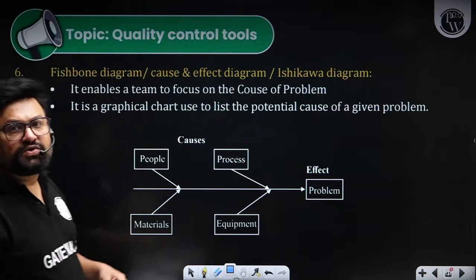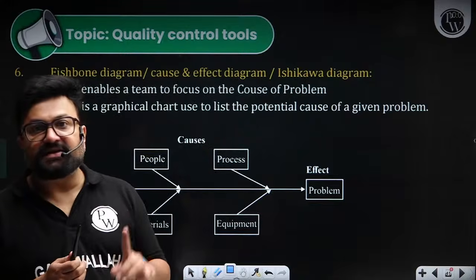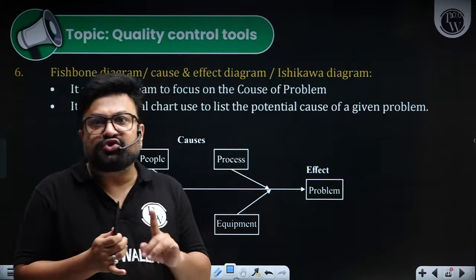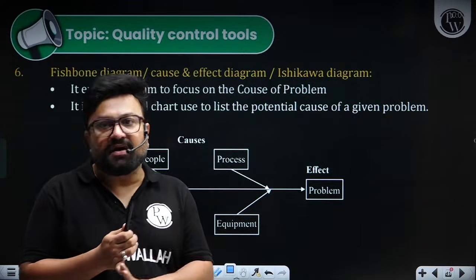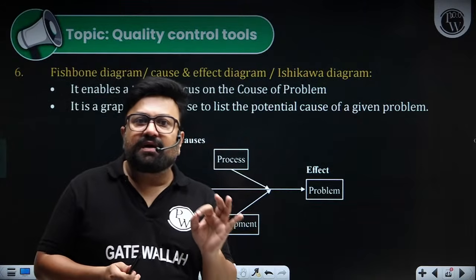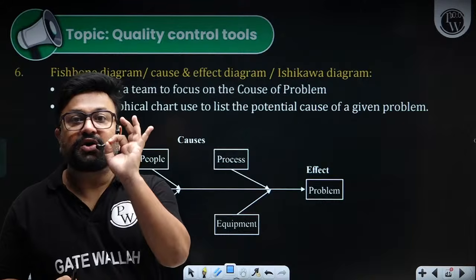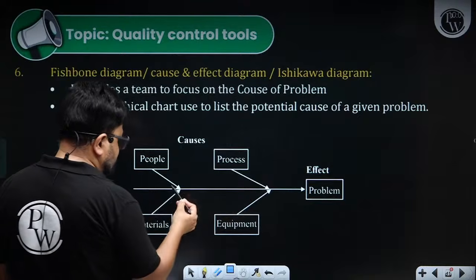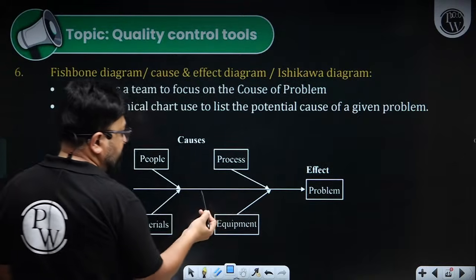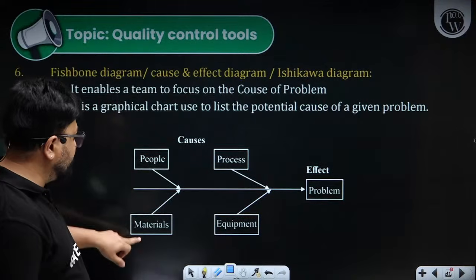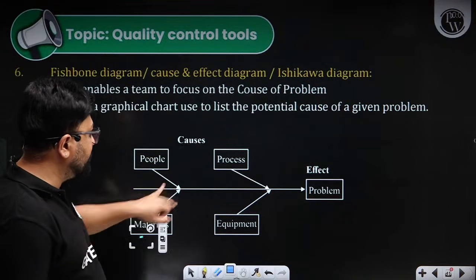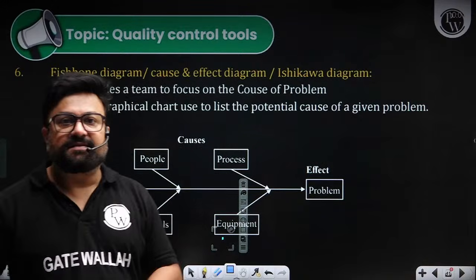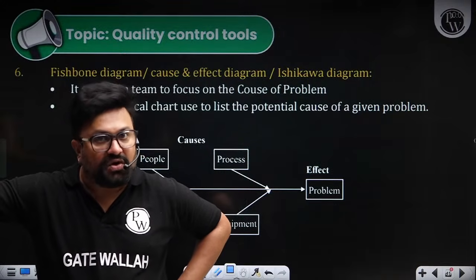The fishbone diagram is also called a cause and effect diagram, and you can say an Ishikawa diagram. It enables a team to focus on the cause of a problem, right? These causes are attached just like a fish. This is the head of the fish, this is the backside of the fish. Caused by people, caused by material, caused by process, caused by equipment, and it becomes a problem for a system.